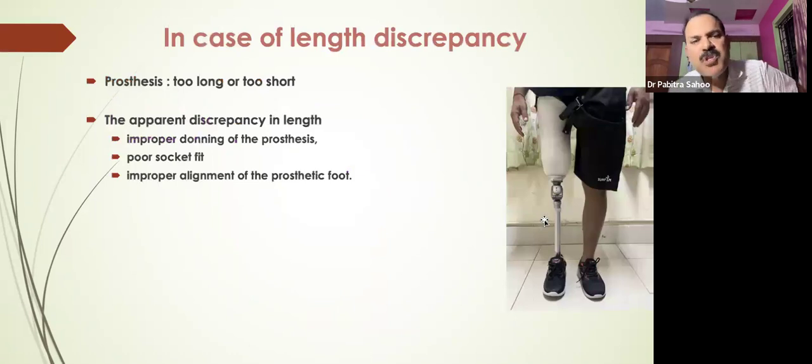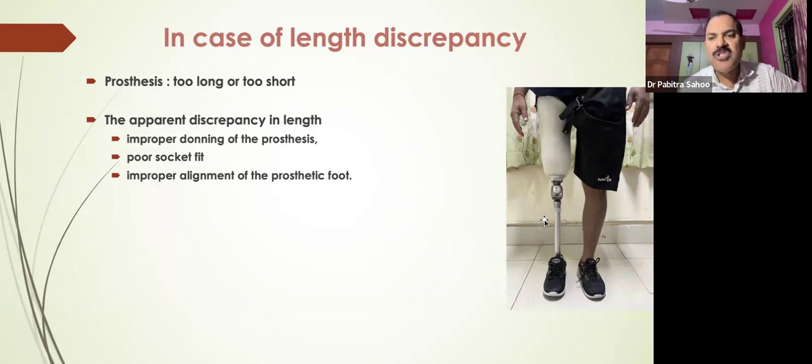Sometimes you may get a prosthesis that may be too long or too short, and sometimes that's because there is a true limb length discrepancy between the healthy limb and the prosthetic limb. Sometimes the limb length is okay, the prosthesis is well prepared, but there appears to be an apparent lengthening or shortening of the prosthetic side. How does it happen?